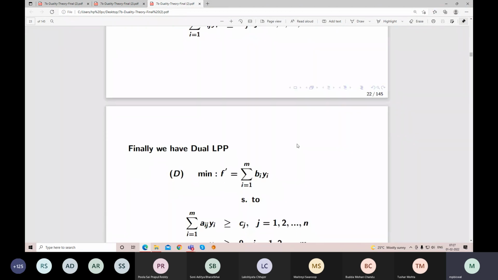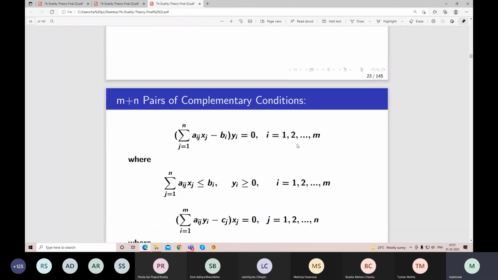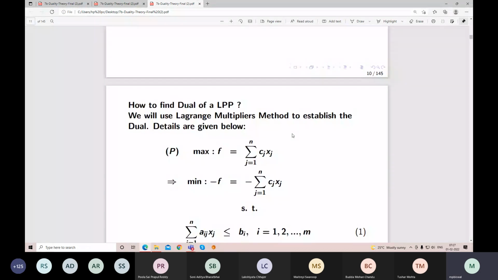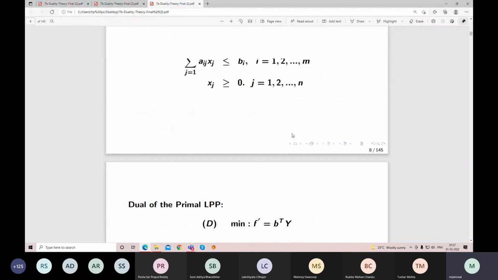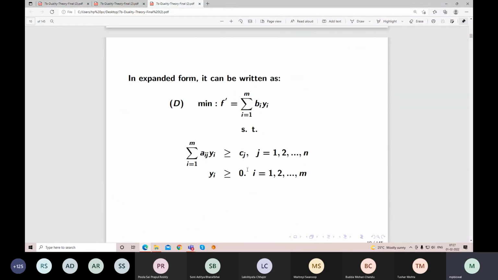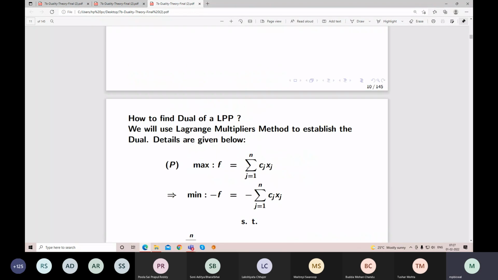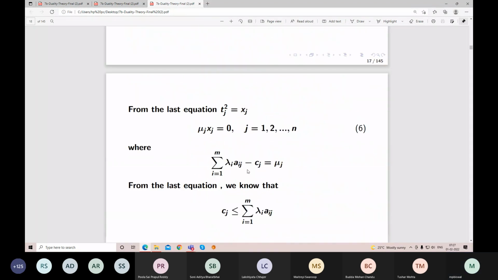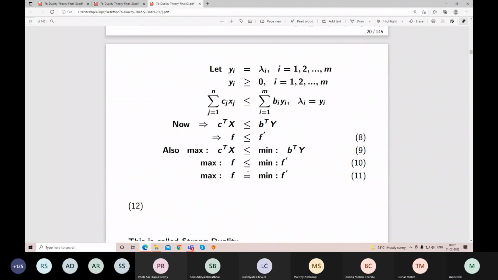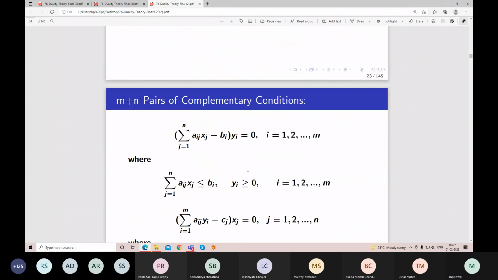Now, what is the primal one? The primal one I have already told. This is the primal, and this is the dual we have established. With respect to this, we have m plus n pairs of complementary conditions.